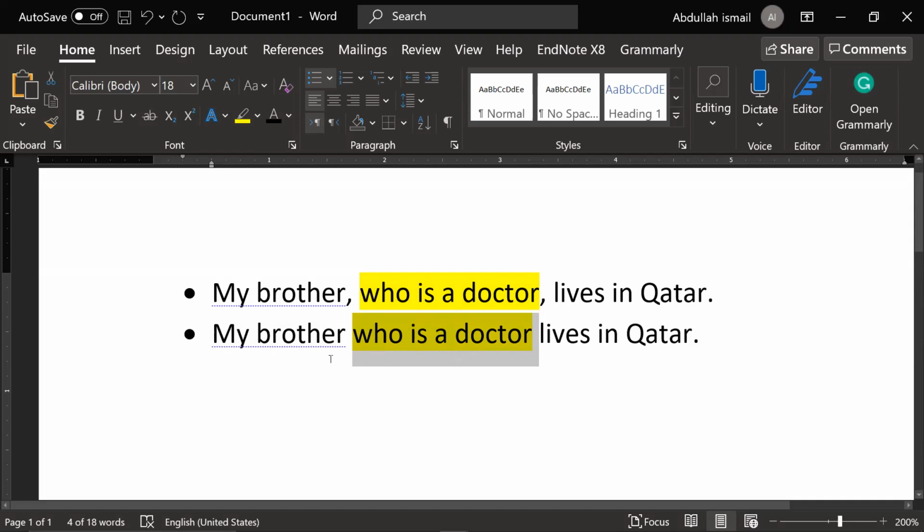Because he specified my brother, not my brother the engineer or my brother the tall one or whichever, no, my brother the doctor lives in Qatar. But here, because we have commas, we understand that this is not necessary. This is only extra information: my brother, and by the way, he is a doctor living in Qatar. Okay? I hope that everyone got this.